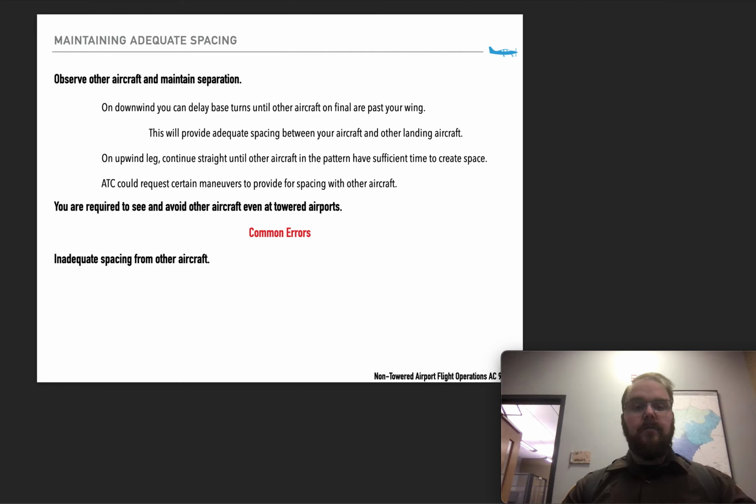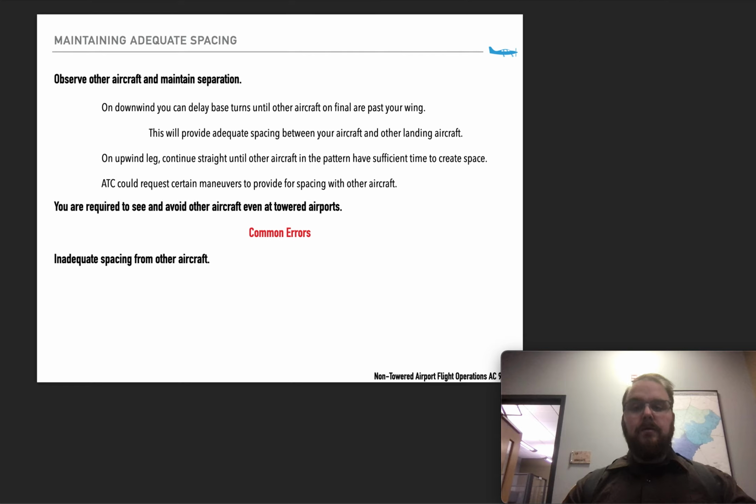Adequate spacing. So for adequate spacing, it's important to observe other aircraft and maintain separation. At a non-powered towered airport, this is the responsibility of every pilot. On downwind, like we said earlier, you can delay your base turns for adequate spacing. On the upwind leg, you can continue straight until you create enough space. And if you are at a towered airport, ATC could request certain maneuvers such as 360-degree turns or S turns to give yourself a little bit extra spacing.